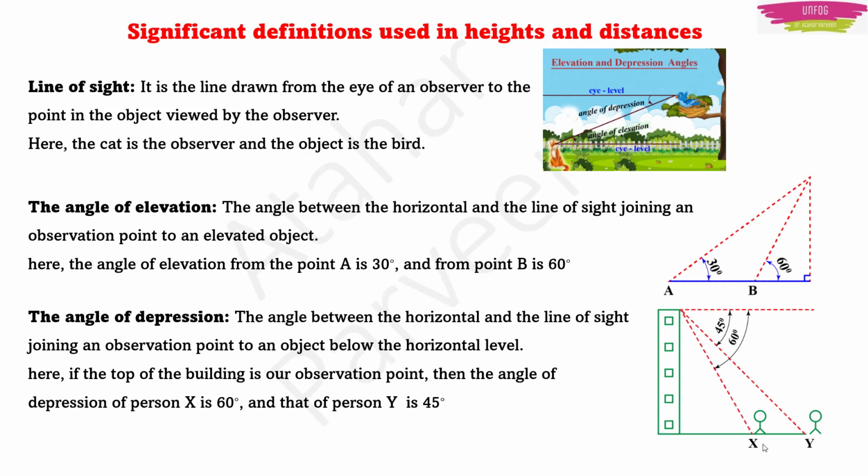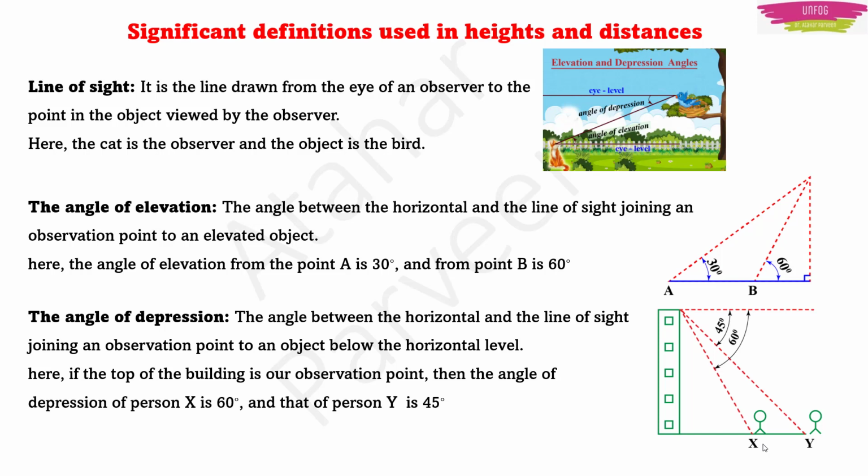For example, here in this figure, if the top of the building is our observation point, then angle of depression of person X will be 60 degree and angle of person Y will be 45 degree. So this is the angle made by the horizontal which is drawn through the top point.